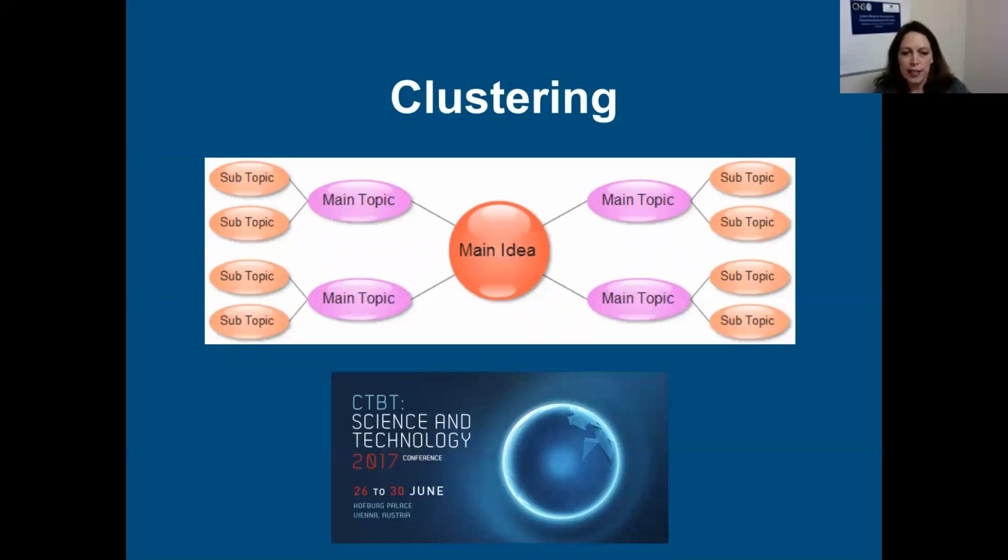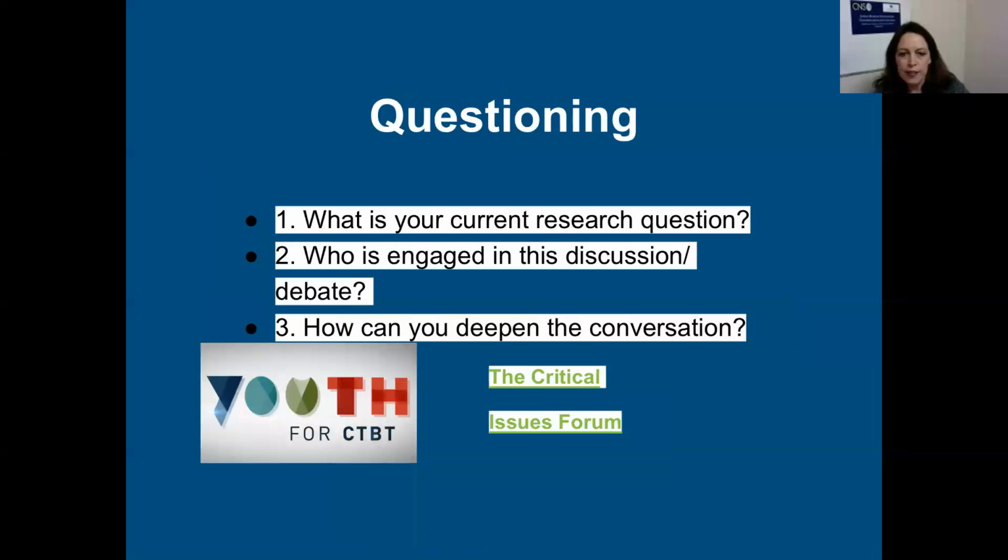They may want to look at the CTBT site itself and see what ideas are already coming online that are going to be explored at the conference. Maybe they can relate that to their specific questions. So questioning, the stage of inquiry, is of course very important. Look at your current research question and who is engaged in the discussion or debate.